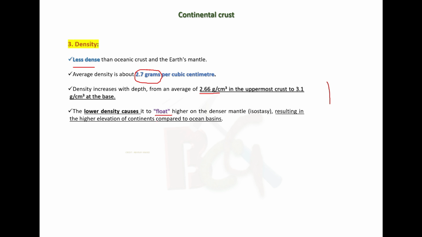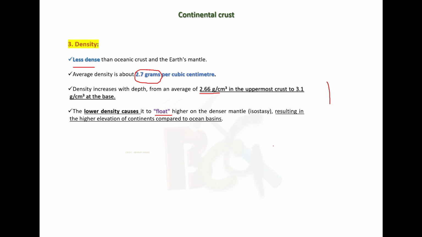That reminds me of why continents stand high. Is that related? That's exactly it. It comes down to a principle called isostasy. Isostasy, okay. Because continental crust is less dense, lighter, it essentially floats higher on the denser, more fluid mantle beneath it. Like an iceberg or wood on water. Precisely. A very similar idea.